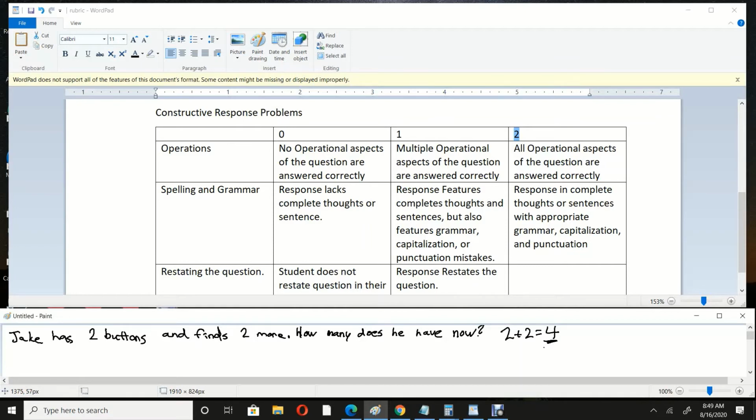Okay, now spelling and grammar. All right, I want to get a 2 on this. So I want my response to be in a complete sentence. Complete thoughts or sentence.